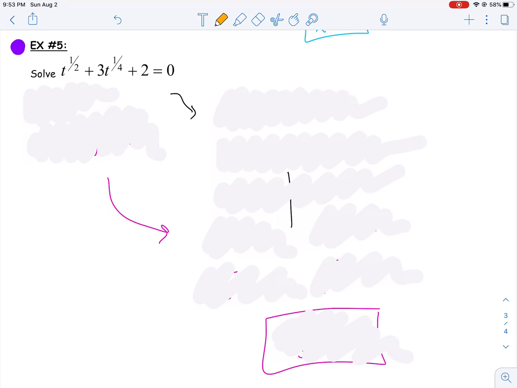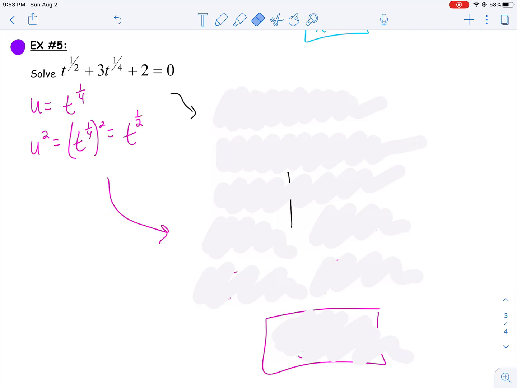Figure out what to call u, figure out what u squared is, and see if that will work to be able to rewrite this into a quadratic form. Then solve it for t. All right, I'm going to call u t to the 1/4. That means squaring u would really be t to the 1/4 squared, or t to the 2/4. And if I reduce it, I end up getting t to the 1/2, which is perfect.